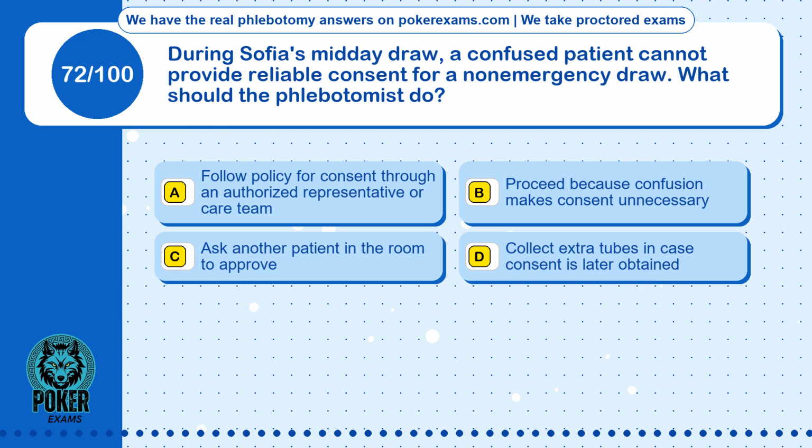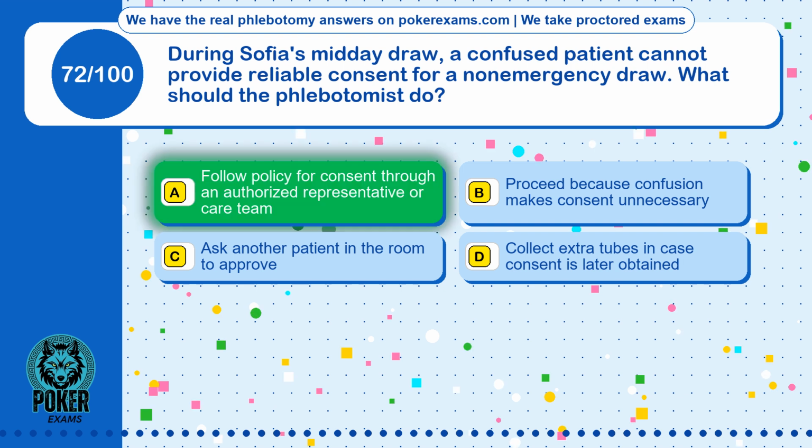Question 72. During a midday draw, a confused patient cannot provide reliable consent for a non-emergency draw. What should the phlebotomist do? Option A. Follow policy for consent through an authorized representative or care team. Option B. Proceed because confusion makes consent unnecessary. Option C. Ask another patient in the room to approve. Option D. Collect extra tubes in case consent is later obtained.